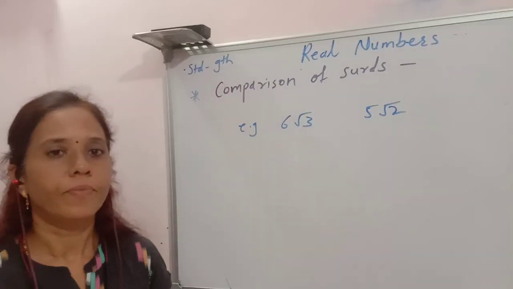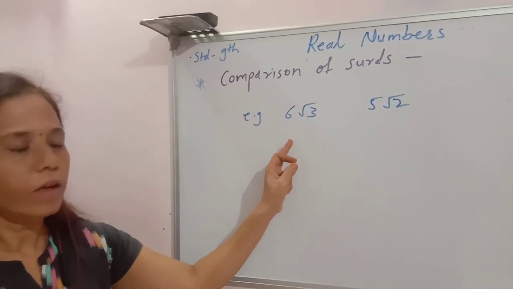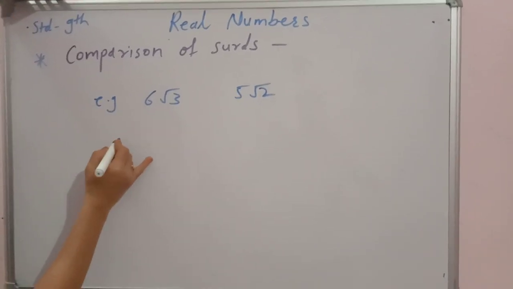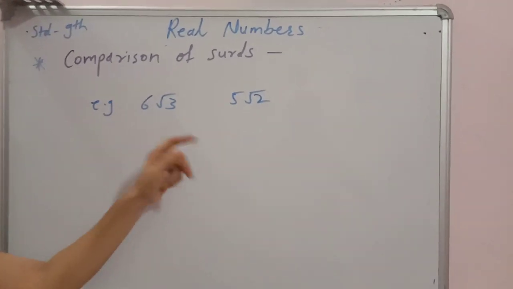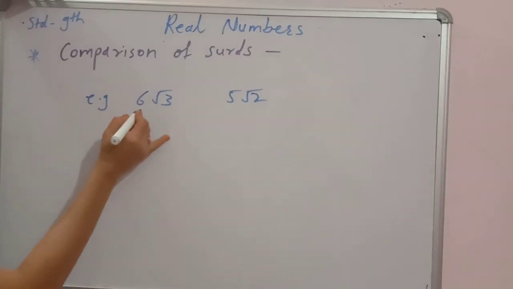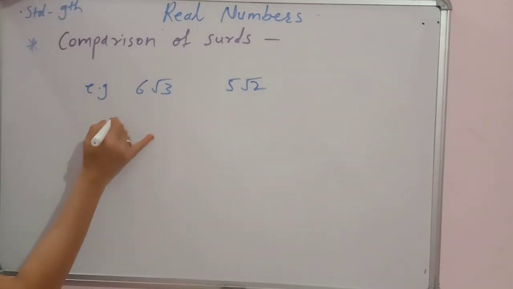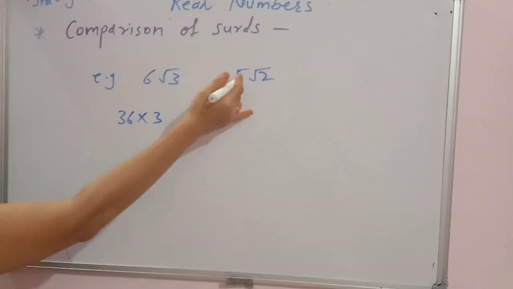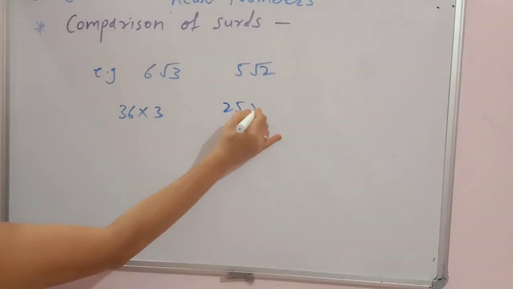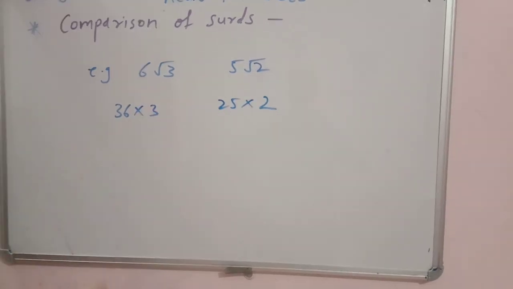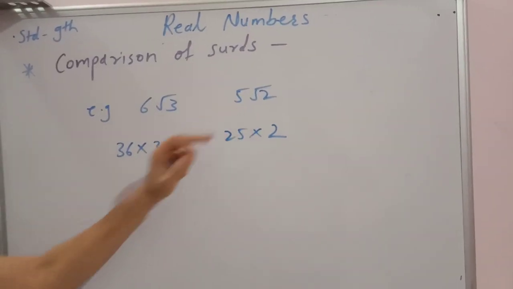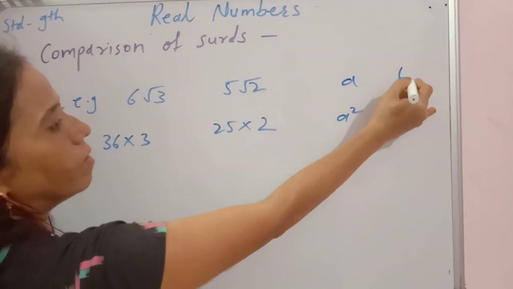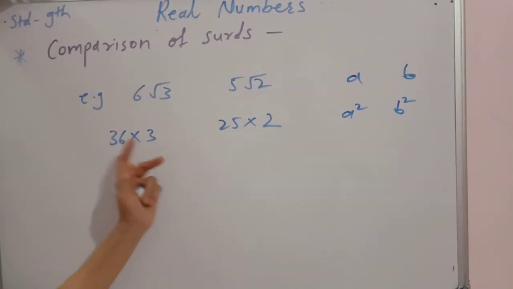In another way, you can do it like this. For example, 6 root 3 and 5 root 2. We will compare their squares. The square of this, 6 squared, is 36 multiplied by 3. Then the square of this is 25 multiplied by 2. If these are the numbers a and b, then I am comparing a square and b square. That I have done here.